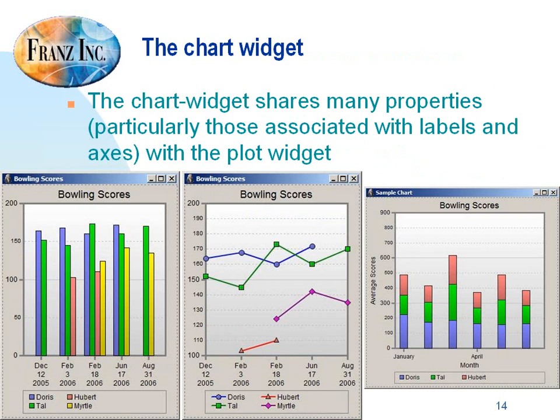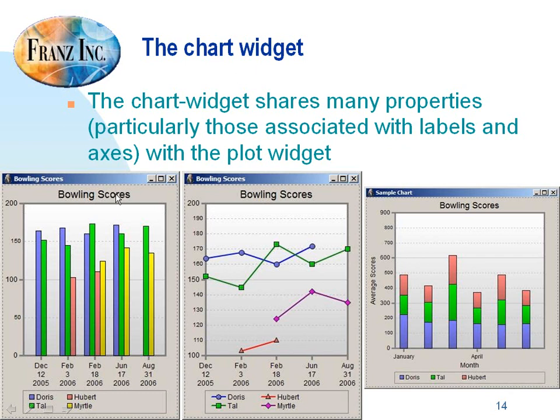Now, we're going to talk somewhat about the chart widget, and the chart widget and the plot widget share quite a few properties, but particularly those having to do with labeling and those associated with specifying the axes, particularly the vertical axis is the same in both cases. Here are three examples of chart widgets. Here is a simple bar graph where there are dates of events.